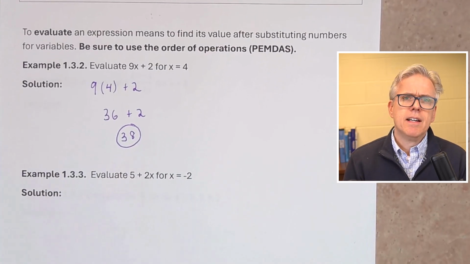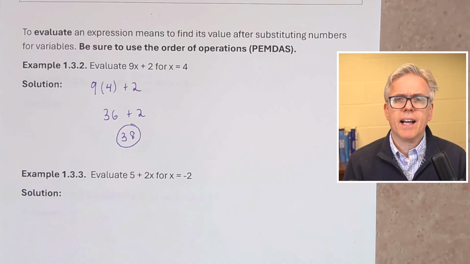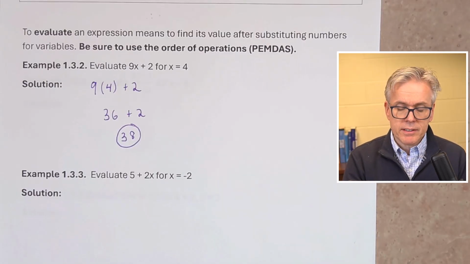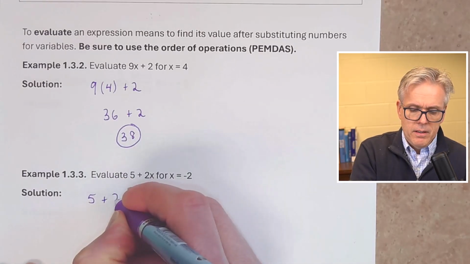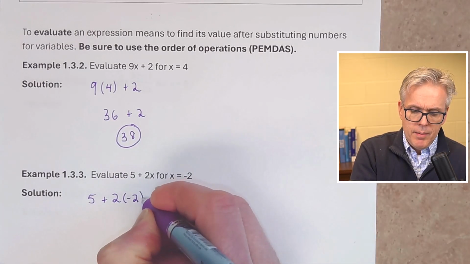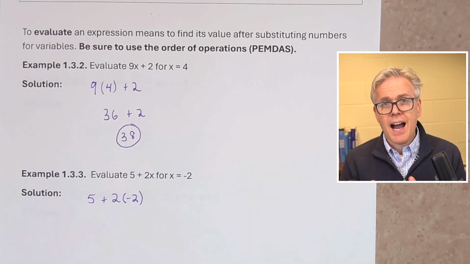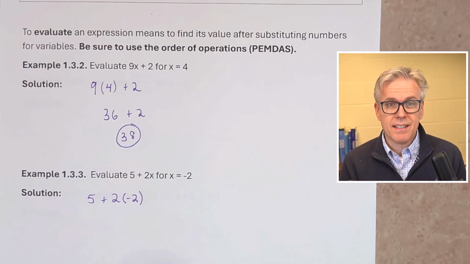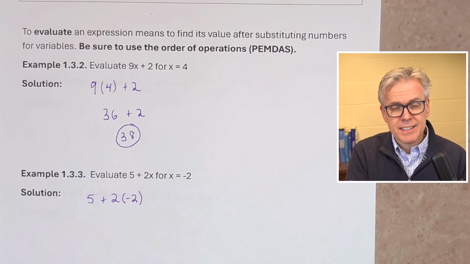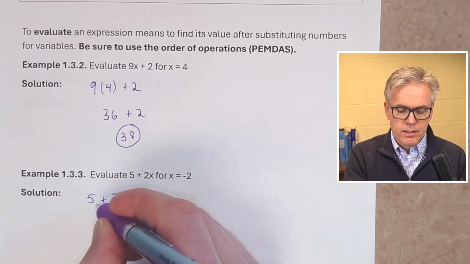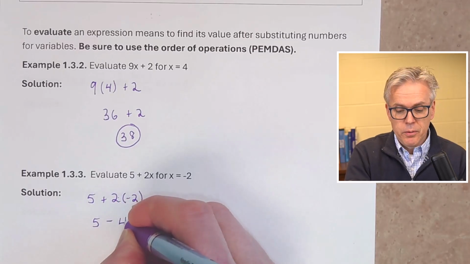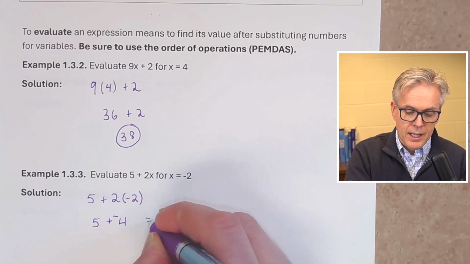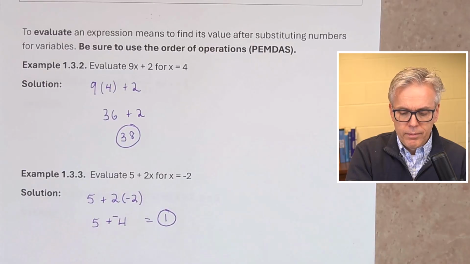All right, this next example. Evaluate 5 plus 2x for x equals negative 2. So now we're going to substitute a negative 2 in for wherever we see an x. And so we'll have 5 plus 2 times negative 2. And I highly recommend every time you see a problem in math, you go ahead and write it down. Write the problem down and then write the first step down, and that'll get you started. And so here we're going to multiply before we add. So we'll say 2 times negative 2 is negative 4. So 5 minus 4, or we can say plus a negative 4, is 1.